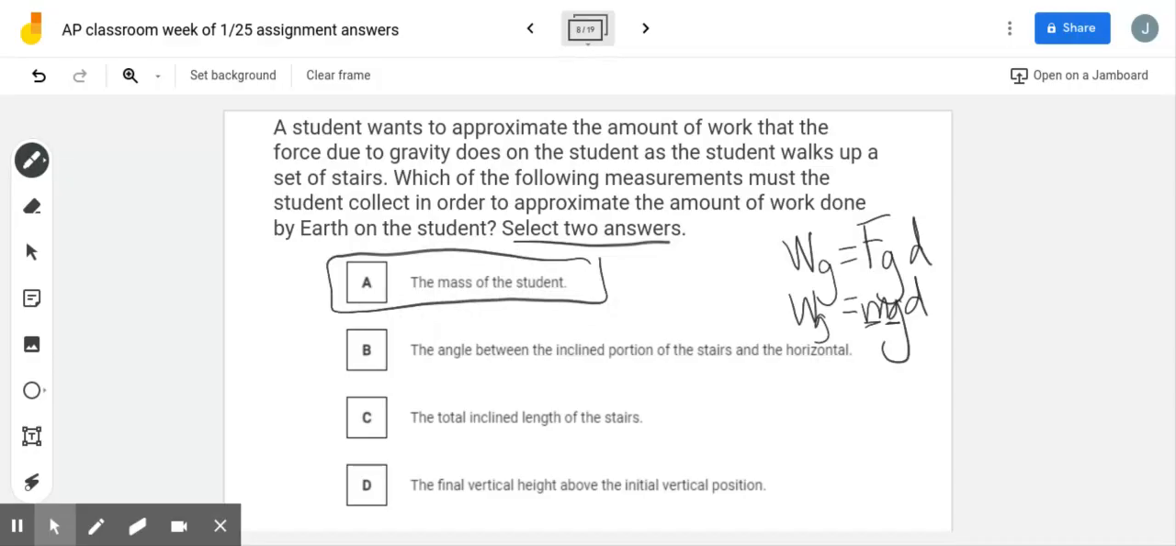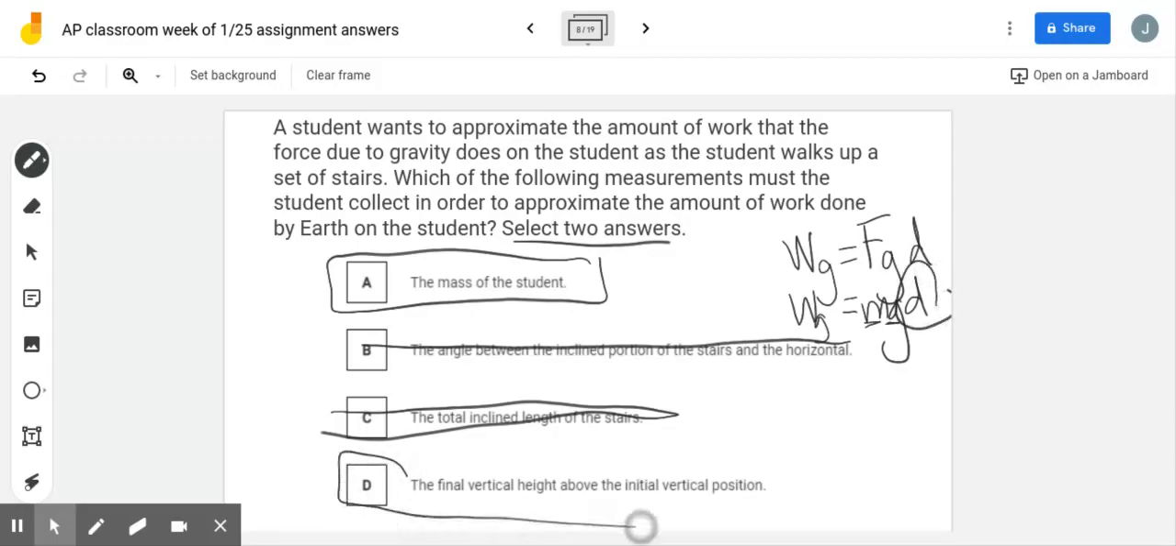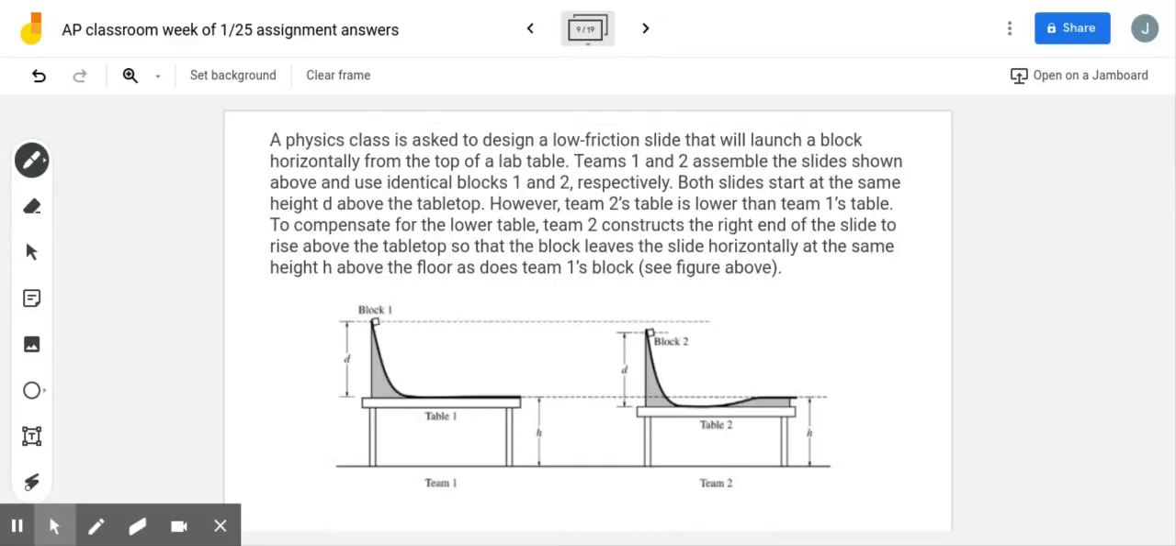We do not need an angle. We need the mass. We know gravity is 10, and we need the displacement. So we don't need the angle. We don't need the total length of the stairs. What we need is the final vertical height above the initial position, because that's going to give us our displacement. So we need A and D. Okay, I'm pausing this here.